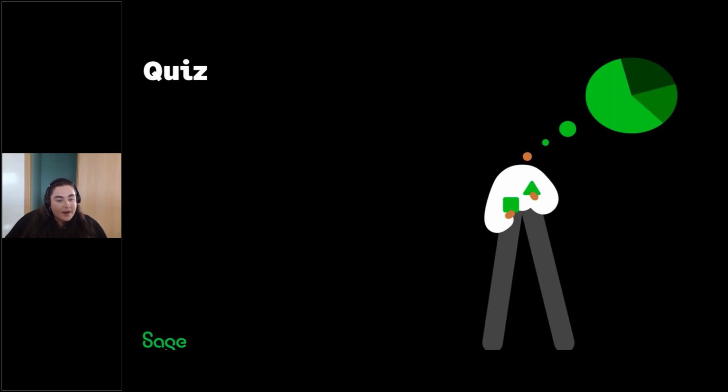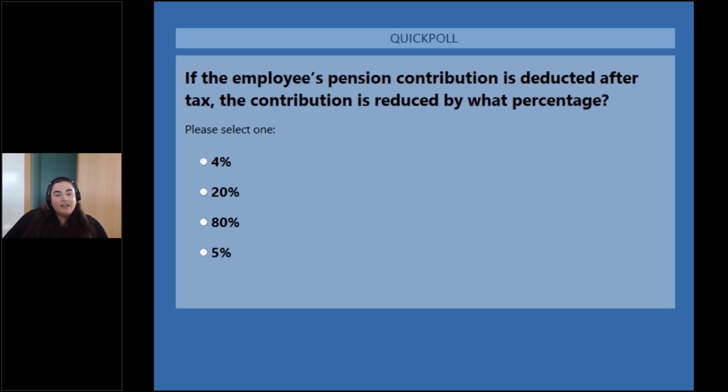Question number 3 coming your way now as well. Let me launch that. Great, so question number 3 is, if the employee's pension contribution is deducted after tax, the contribution is reduced by what percentage? Is that 4%, 20%, 80%, or 5%?